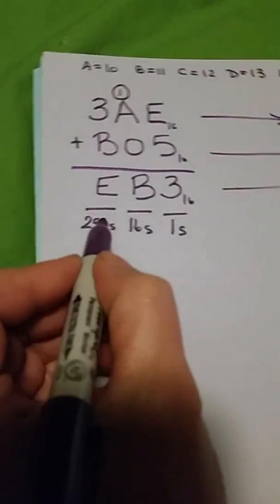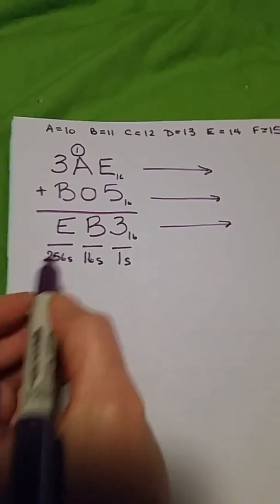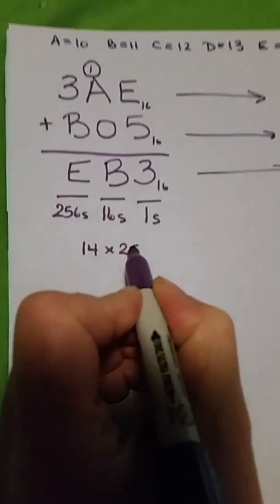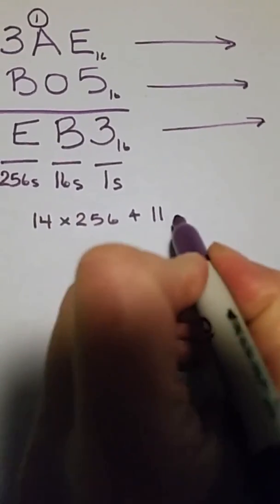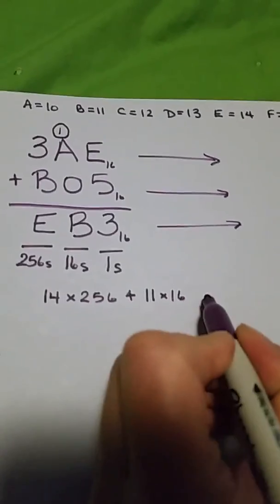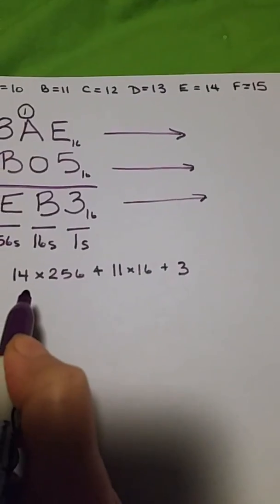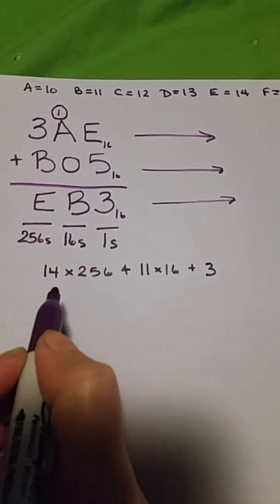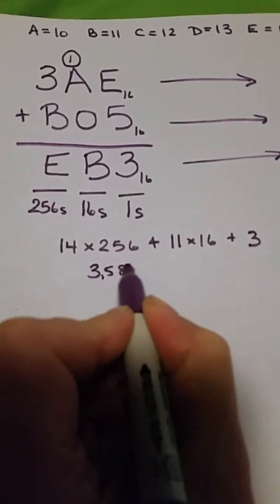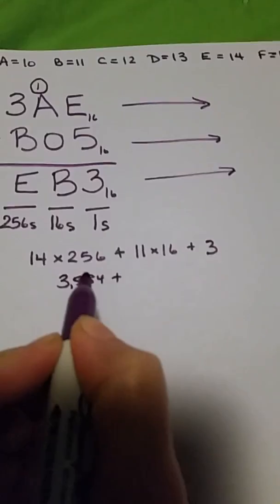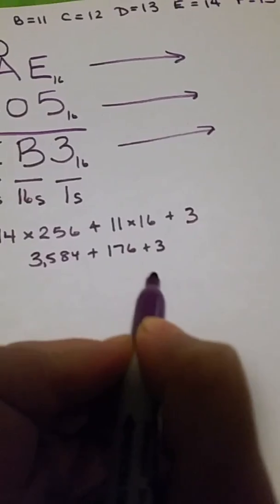Okay, so in order to translate this bottom number, we've got E, which represents 14 groups of 256, all right? Then we've got B, which represents 11 groups of 16, okay? And then we've got 3 1s. So off on the side here, I'm going to figure out what is 14 times 256, and that is 3,584. And then 11 groups of 16 would be 176 and 3 more. So we'll just add that all up together.